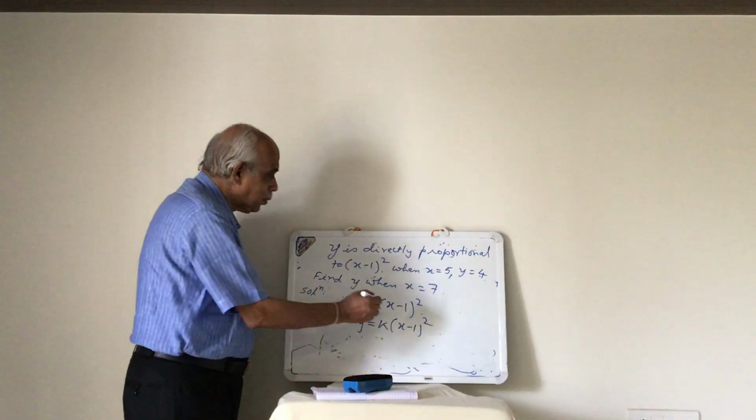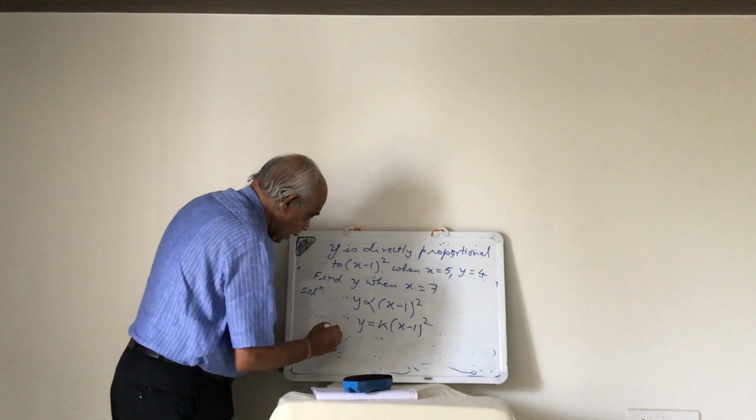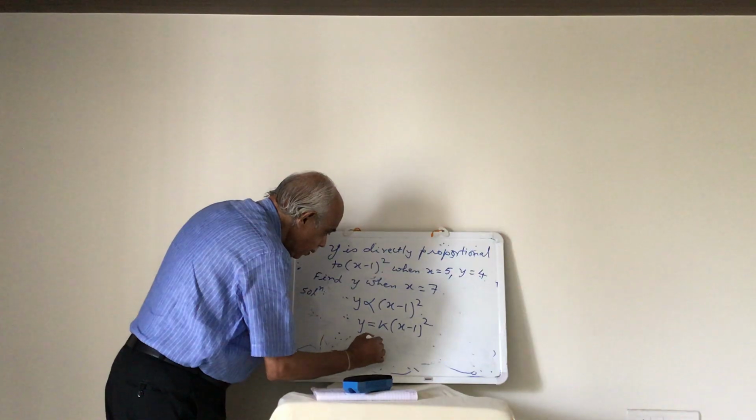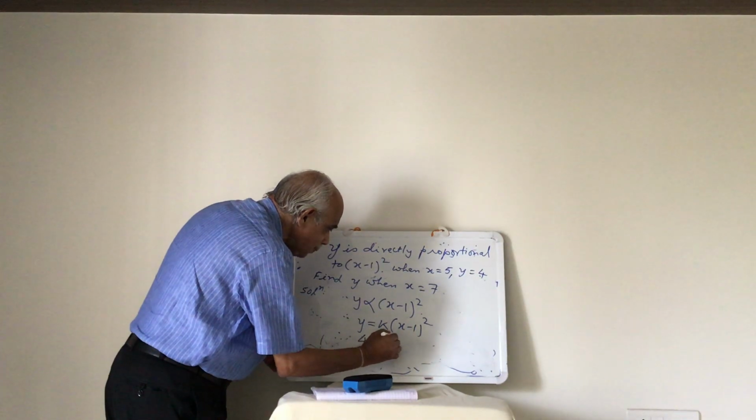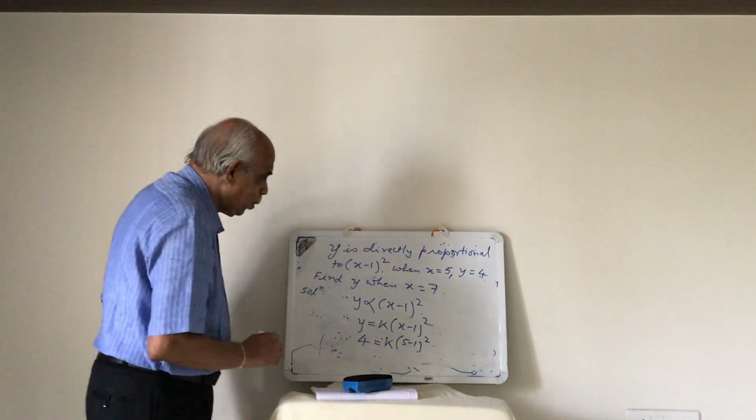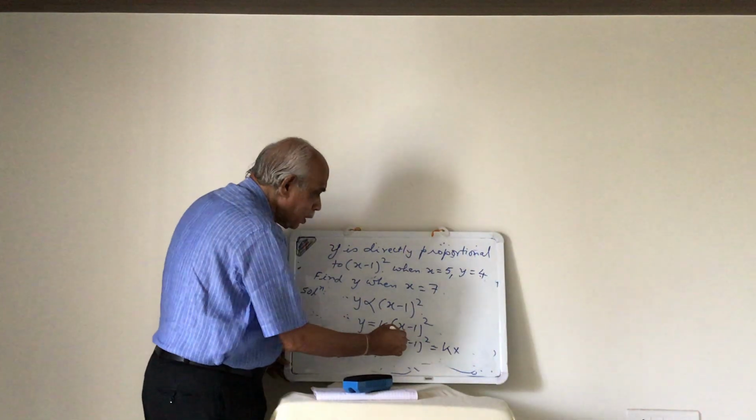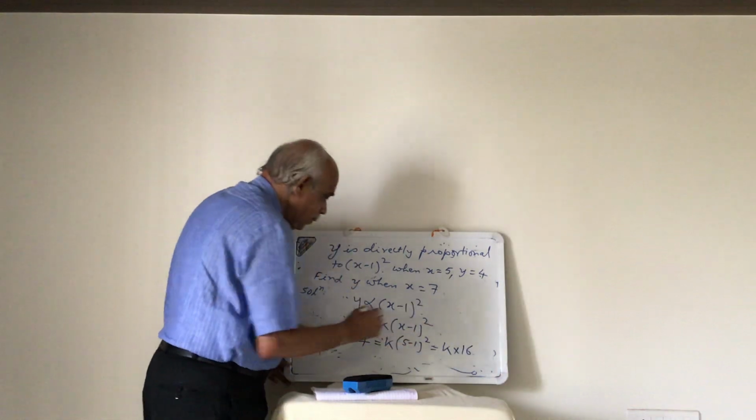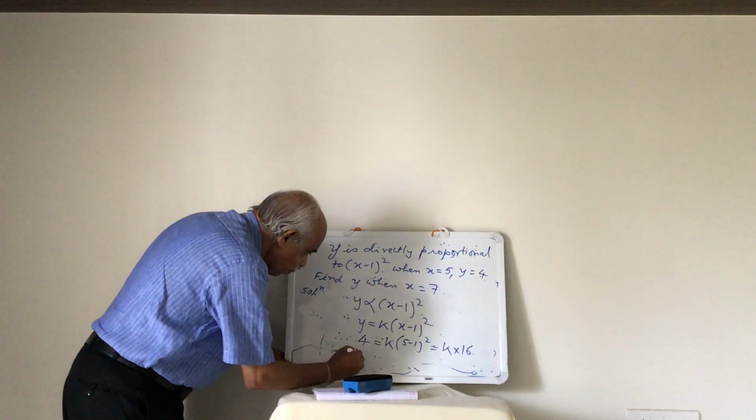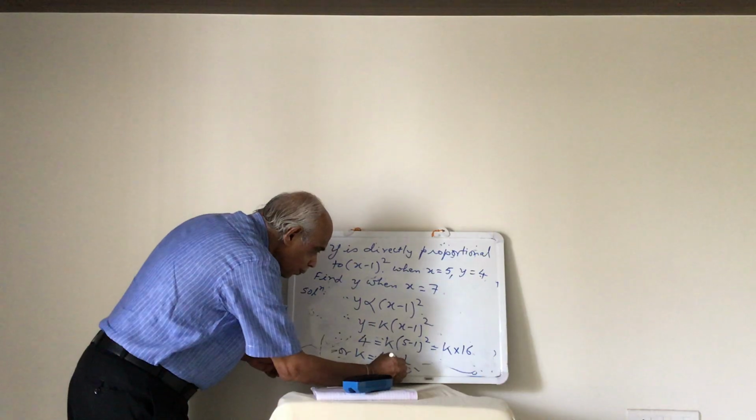So let us now substitute the values which are given. When x is equal to 5, y equal to 4. Therefore we write y is 4. So 4 equal to k, we don't know, we have to find k, times 5 minus 1 whole square. So this is k multiplied by 5 minus 1 is 4, 4 square 16. So we get 4 equal to k into 16, or k equal to 4 upon 16, which is 1 upon 4.